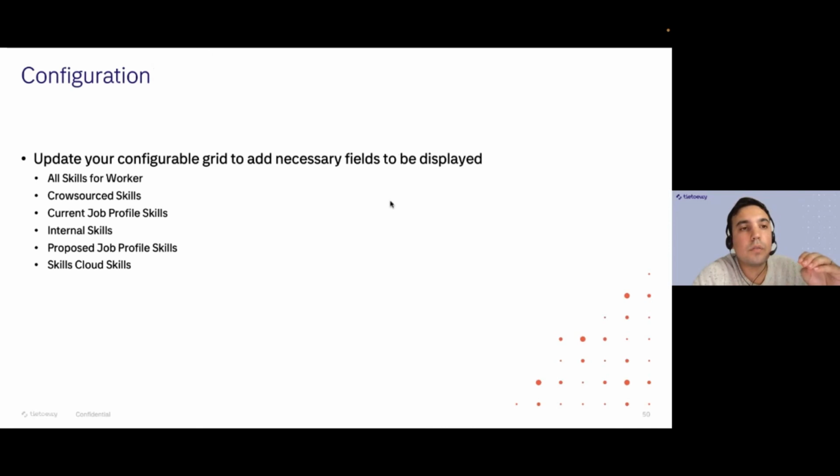For this feature, you need to update your configurable grid and add the following fields. You don't have to put all of them. Of course, you can choose only the ones that fit your company. We have all skills for worker, crowdsourced skills, current job profile skills, internal skills, proposed job profile skills, and skills cloud skills. For the current and proposed job profile skills, I'm going to show you how they will be displayed.